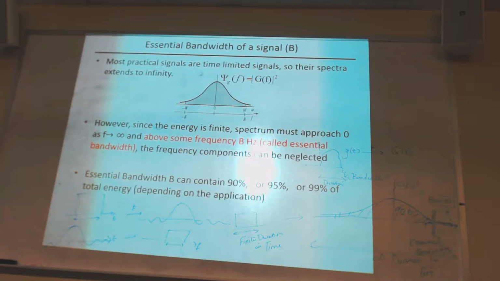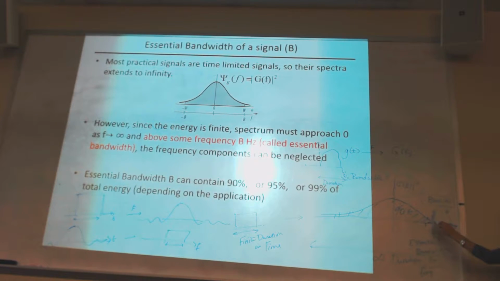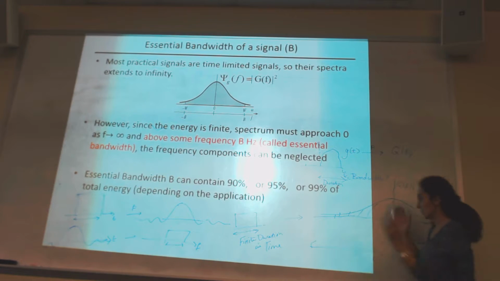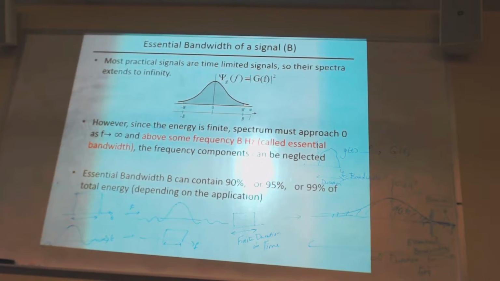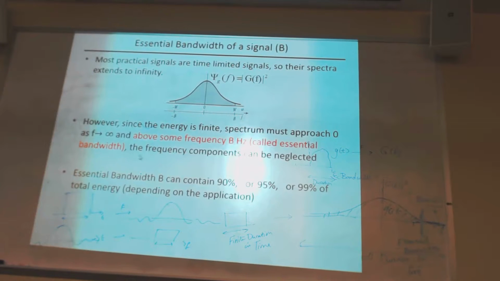Okay, so most practical signals are time limited, so the spectra extend to infinity like that. However, since the energy is finite, the integral should be finite, so it means that the tail of this approaches 0 as f goes to infinity. So definitely this is going down, and at some point I can neglect it. So above some frequency B hertz, called the essential bandwidth, the frequency components can be neglected, and that's how we can find the essential bandwidth for 90%, 95, or 99% of the total energy.